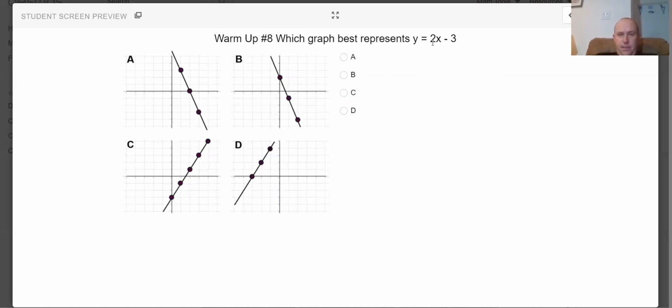2x minus 3, I can see this is positive slope again, so I'm ignoring answers A and B straight away because I can see they're negative. It says it starts from -3 on the y-axis. So -1, -2, -3, looks like C is good. This one doesn't even go through the y-axis on my picture, so I can tell that it is C. And a slope of 2 again, up 2, across 1, up 2, right 1, and so on.